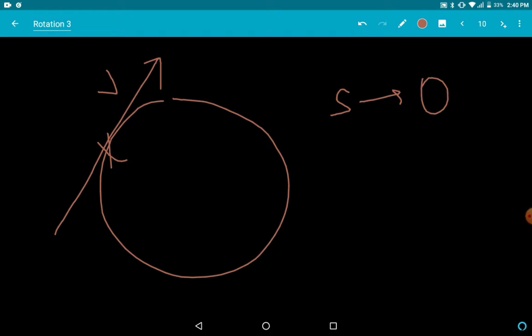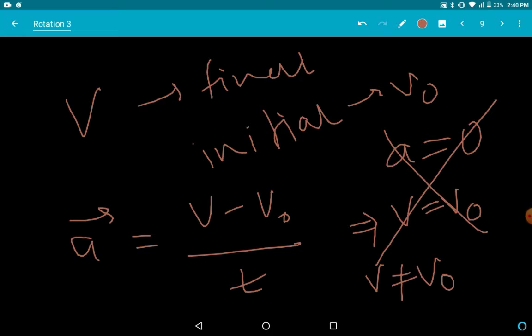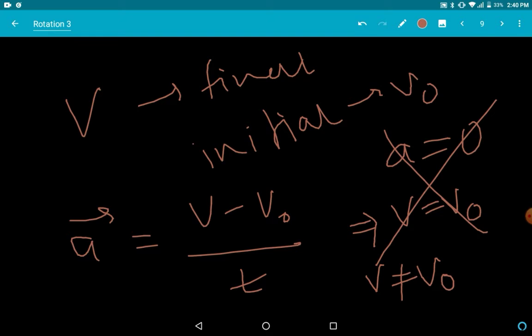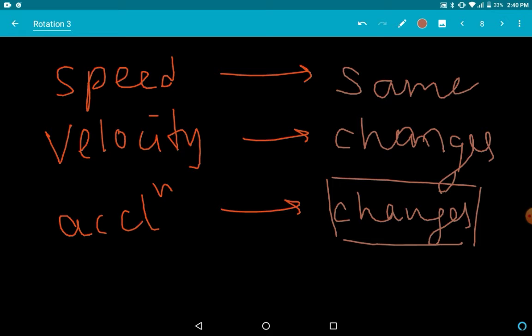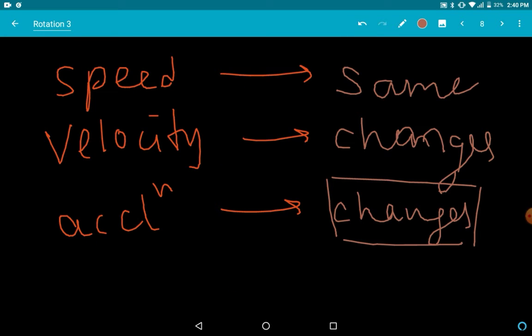No, why am I saying speed 0? Speed is constant, and velocity is also constant, and acceleration is 0. But in this case, see what it is? Same, changes, means constant, changes, but here constant, 0. So it's different. Okay, now so we can also say that this motion is accelerated.